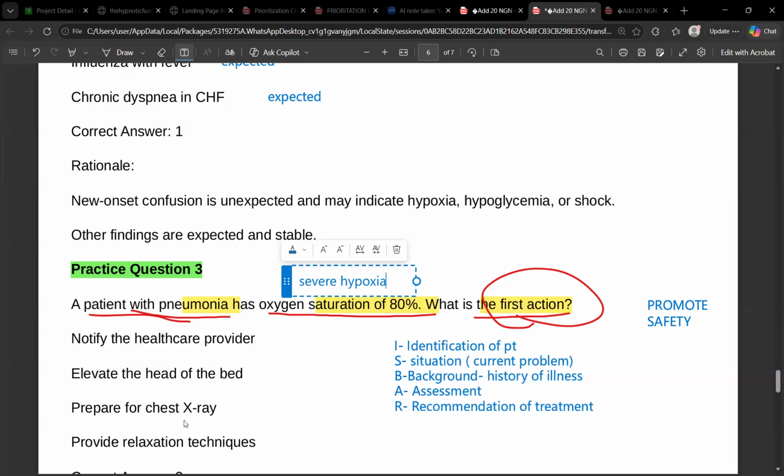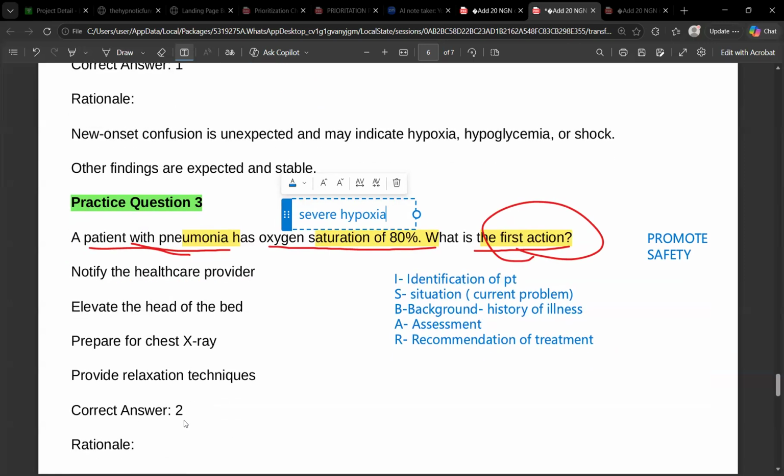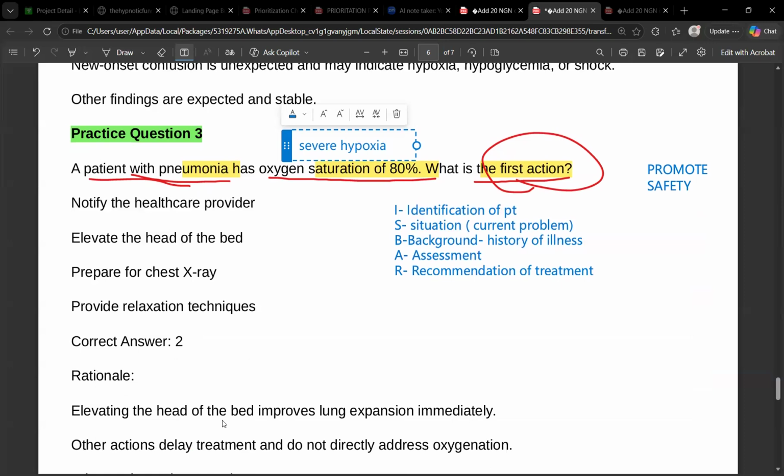Elevate the head of the bed. That is the first action the nurse should do. The correct answer is option 2, because by elevating the bed the client is getting more space for lung expansion.